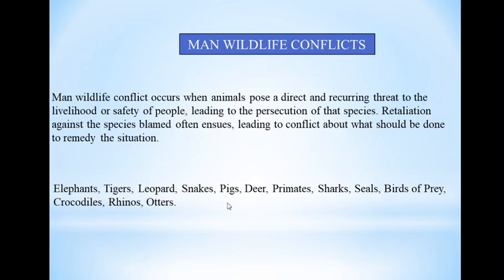One of the reasons for the man-wildlife conflict is again habitat loss, fragmentation and encroachment of the habitats, encroachment of the forest and their natural habitat, and this is leading to the loss of biodiversity. This has become a threat to biodiversity.